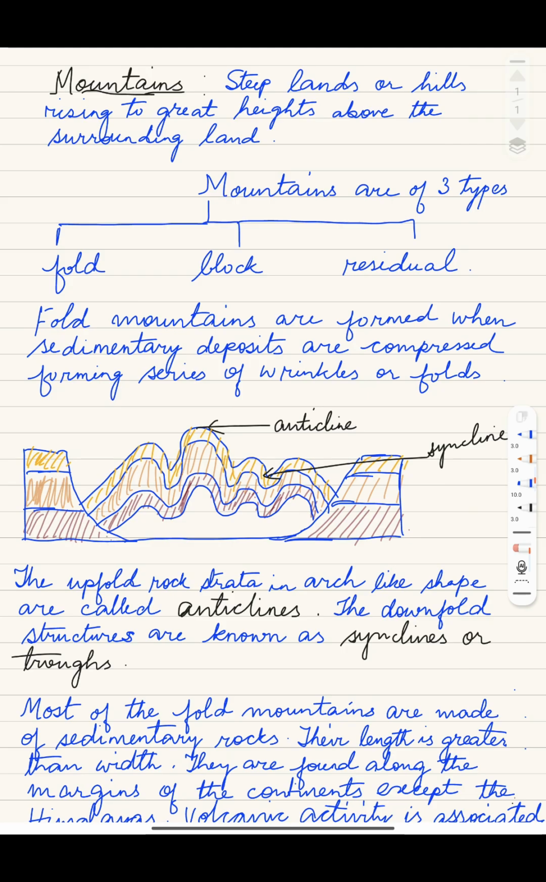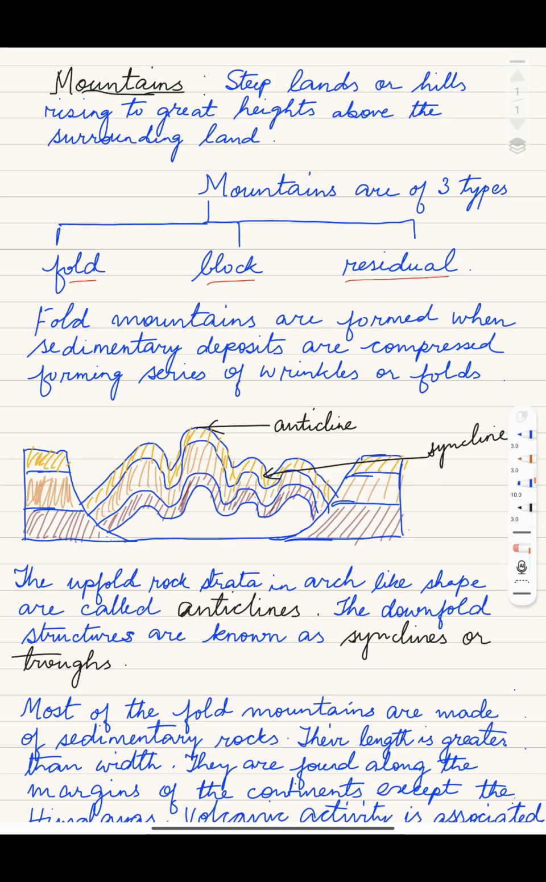Now, in ICSE, in class 9, in your syllabus, we have to learn 3 different types of landforms: mountains, plateaus and plains. Today in this video, let us discuss mountains. Now, what are mountains? Mountains are steep lands or hills rising to great heights above the surrounding land. Now, these mountains are of 3 types. One, the fold mountain. Second, the block mountain. And third, the residual mountain.